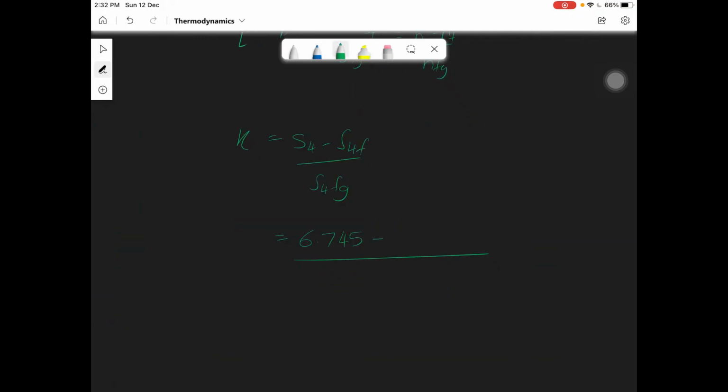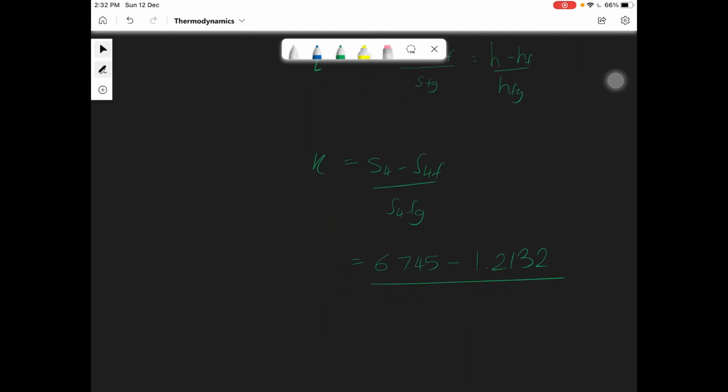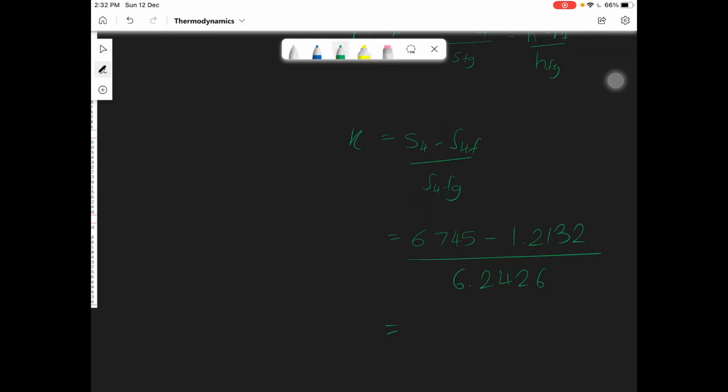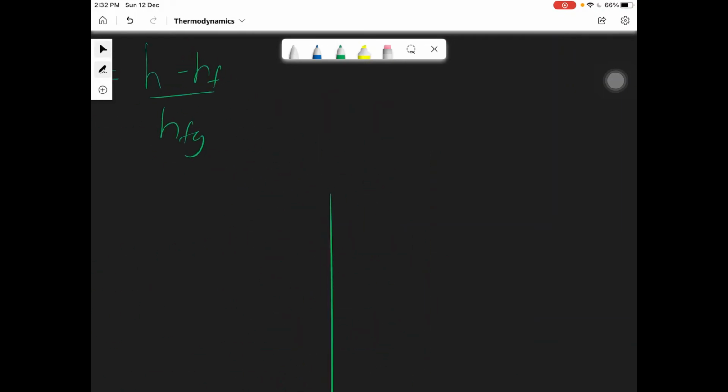So our value of S4F is 1.2132 that we just determined from the table, and S4FG is 6.2426 that we just determined from the table as well. Our X value, our quality value, is then 0.8861.